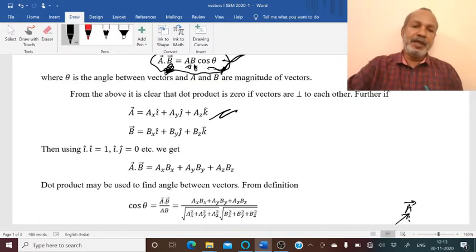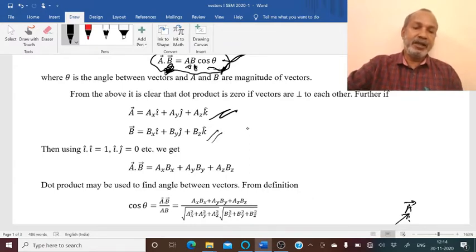So if both A and this B are written in this form, then we can calculate A dot B. Dot is some kind of multiplication. So when you dot A with B, there will be 9 terms, because each term of the A is multiplied by 3 terms of the B vector. So totally 9 terms will be there. Out of that 6 will be 0 because of the property i dot j is equal to 0, because i and j are perpendicular.